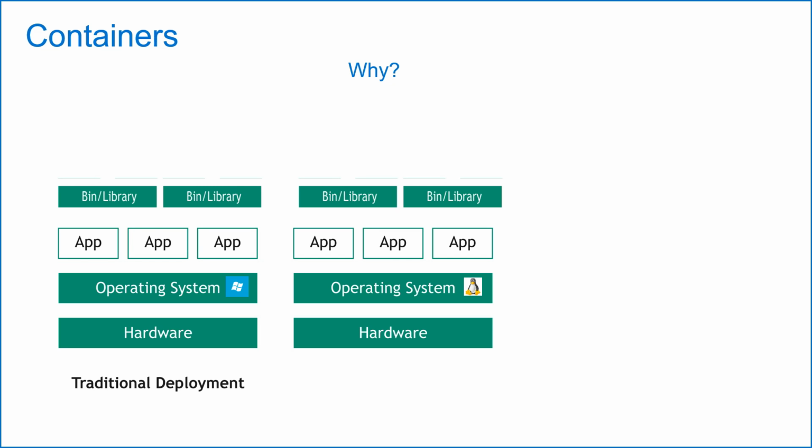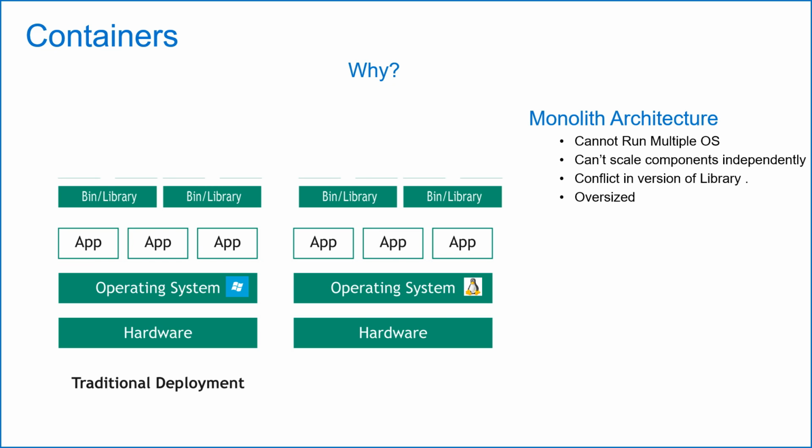So say you have application 1 and application 2. And application 2 needs a different version of the same library. Then you need to purchase again the entire hardware stack, a separate OS configuration, and then you can run your application 2 on it. And this is called monolithic architecture.